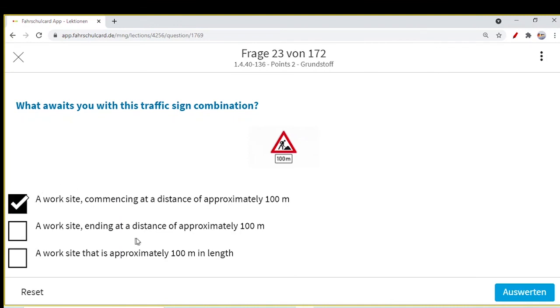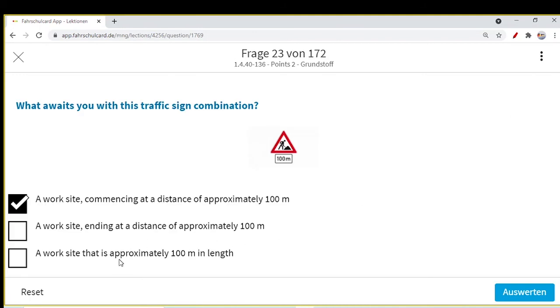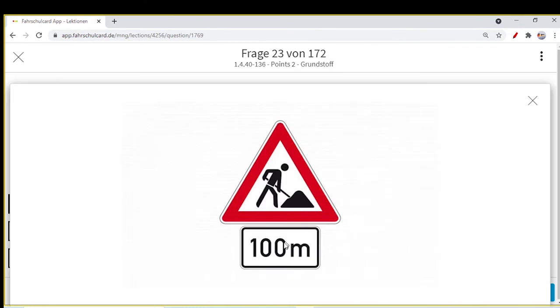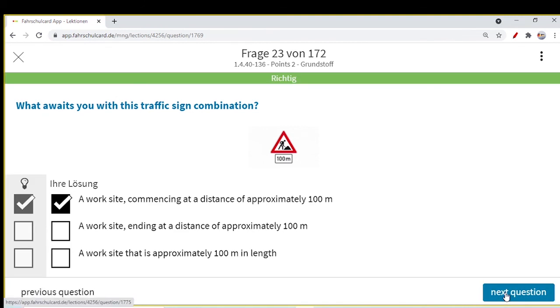A work site ending at a distance of 100 meter, no. A work site that is approximately 100 meter in length, no. If there were two arrows, then this option could be correct, that a work site of 100 meter is in length, but there is no arrow. That means after 100 meter there is a work site. Only the first option is correct.